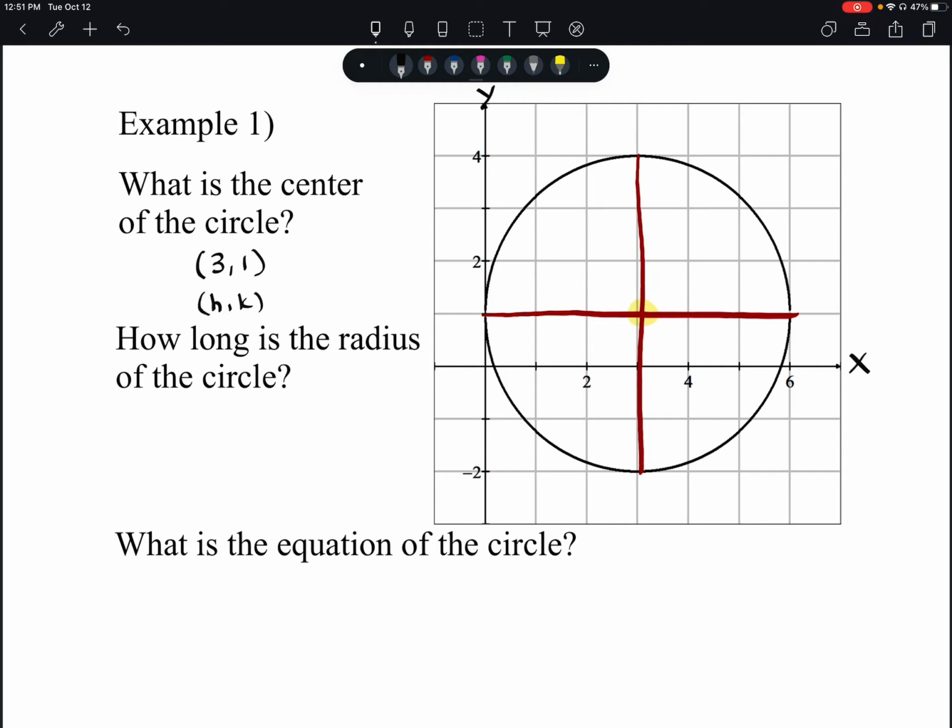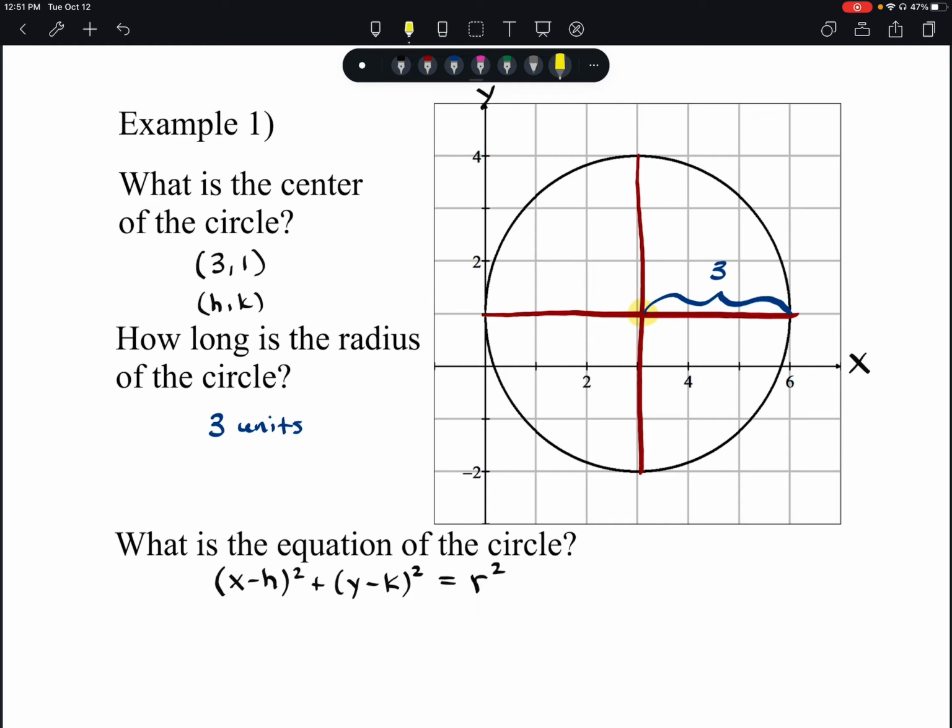Then the next question asks how long the radius is. Remember, the radius is just that distance from the center of the circle to the outer edge. So in this case, we can see that that's going to be 3. So we've got 3 units there. And now they ask, what is the equation of the circle? So for us to write out our equation, we are going to use that formula, (x minus h) quantity squared plus (y minus k) quantity squared equals our radius length squared.